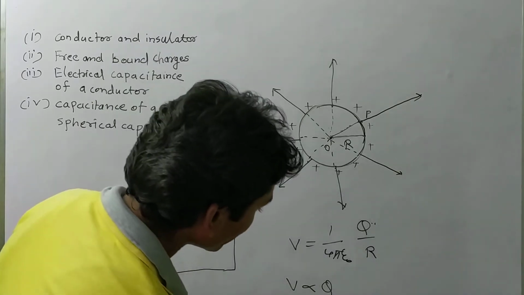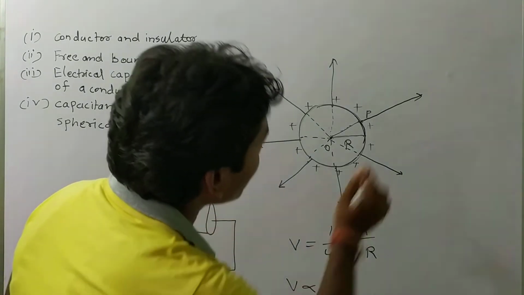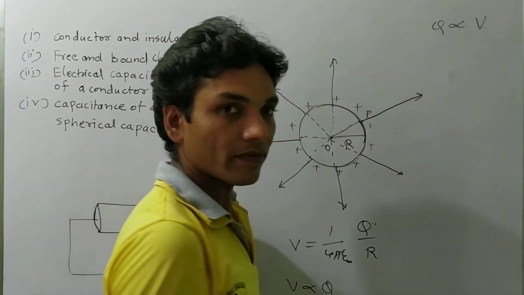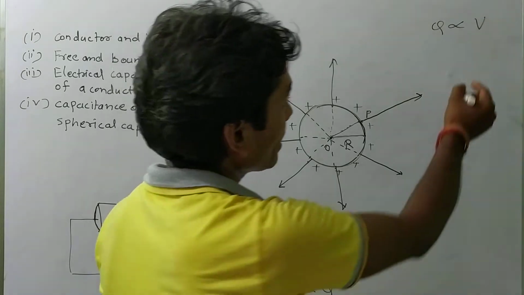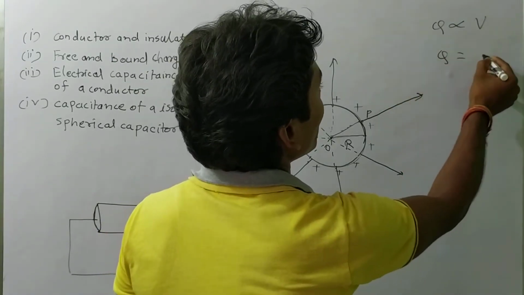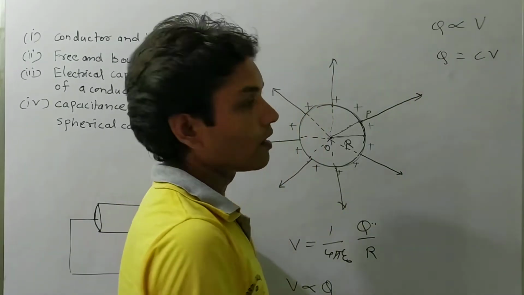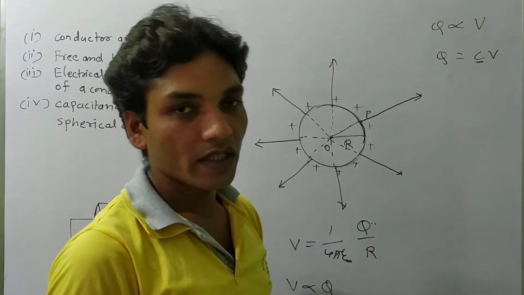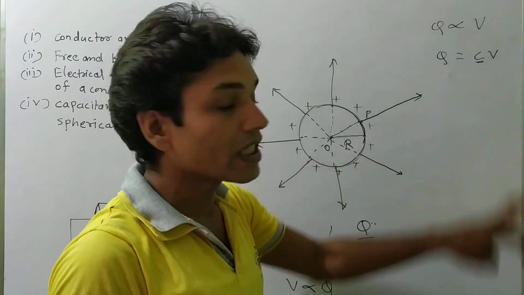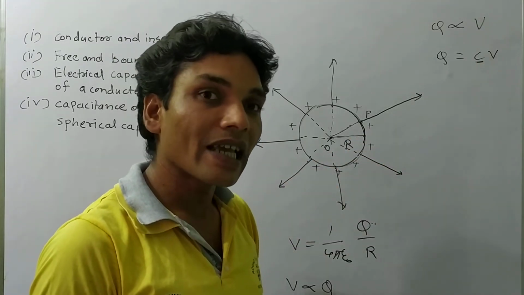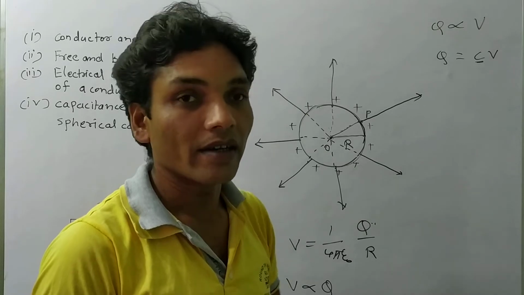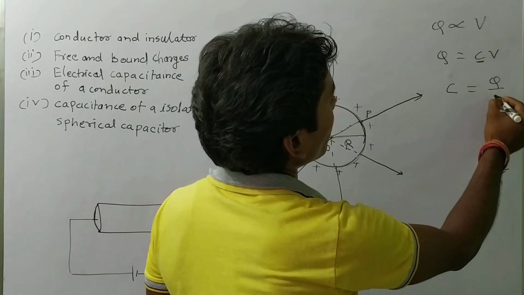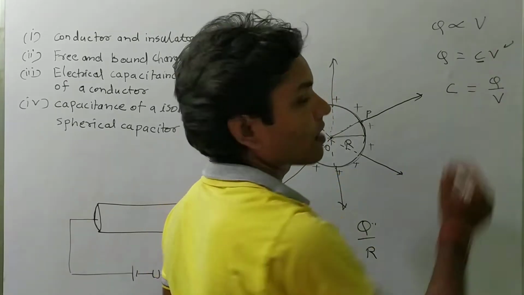Or we can say that Q is directly proportional to V, or Q equals CV. Here C is the proportionality constant, and this proportionality constant is called the capacitance of the conductor. So the capacitance of the conductor will be Q upon V from this equation.